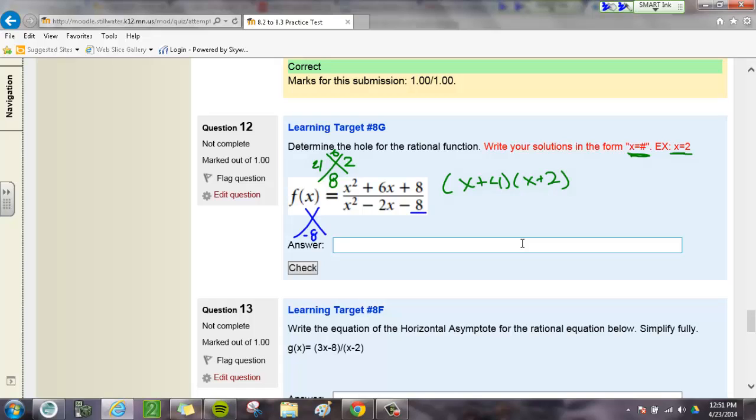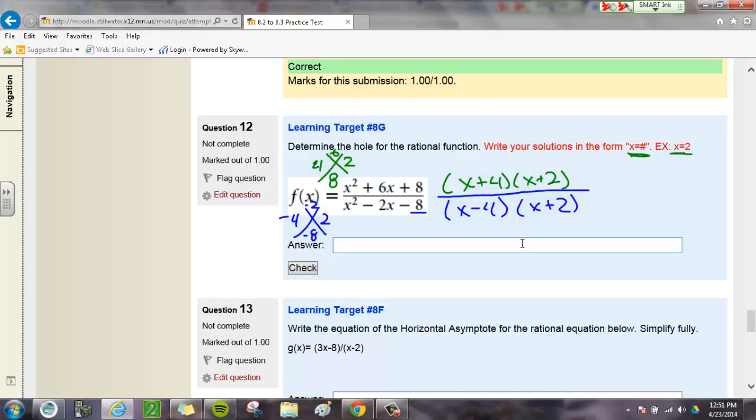Okay. Let's factor the bottom. We have negative 8 and negative 2. I'm guessing that's still 4 and 2. But now in this situation, 4 is negative. So we have x minus 4, and then x plus 2, right there. Okay, now here's what a hole is. A hole is what you can cancel.